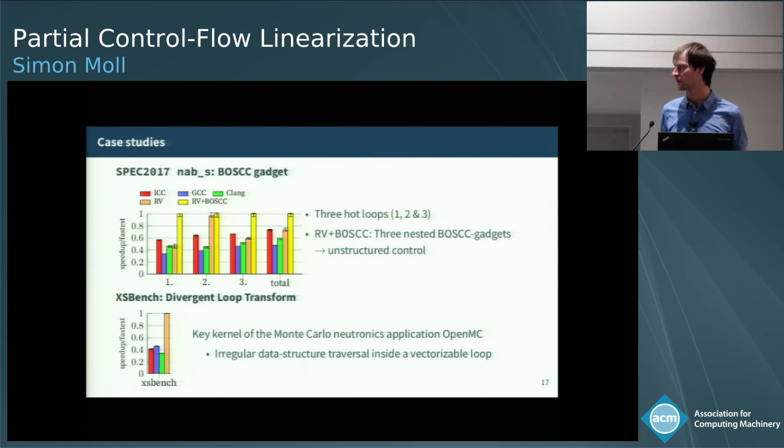In that benchmark, we looked at a key kernel of the OpenMC Monte Carlo neutronics application. This is basically an irregular data structure traversal nested inside a vectorizable loop. So we vectorized the loop, and then we vectorized that traversal along with it. And as you can see, we're about twice as fast compared to the best of ICC, GCC, or Clang.